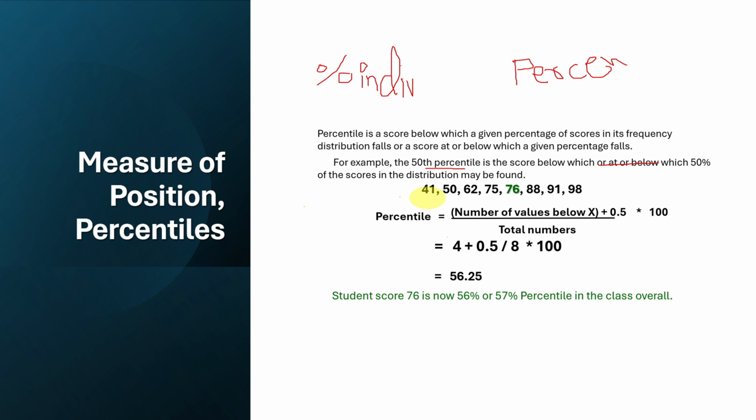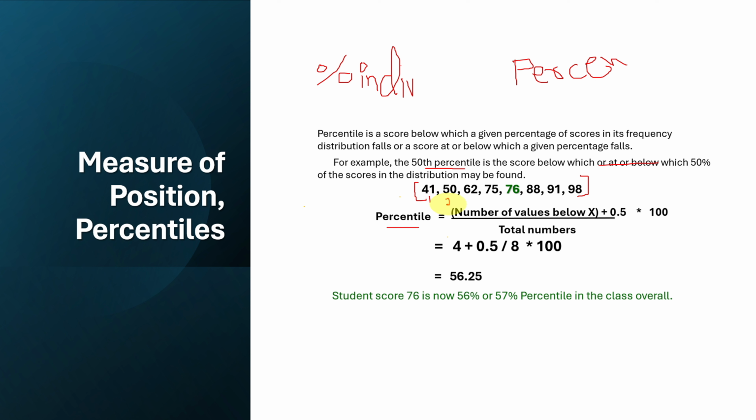Okay, so this is a data set: 41, 50, 62, 75, 76, 88, 91. This is a data set. So what's the percentile formula for that? The percentile formula is the number of values below x. So simple, put them in ascending order. So how many values do we have below 76?